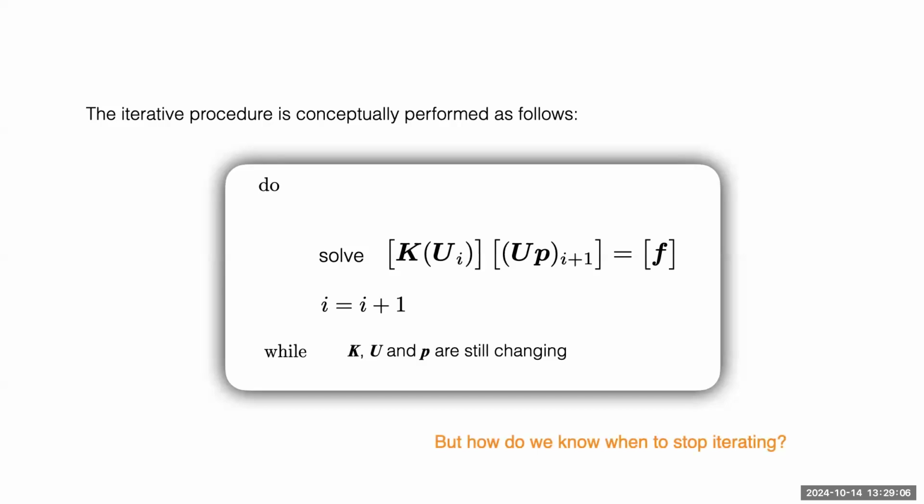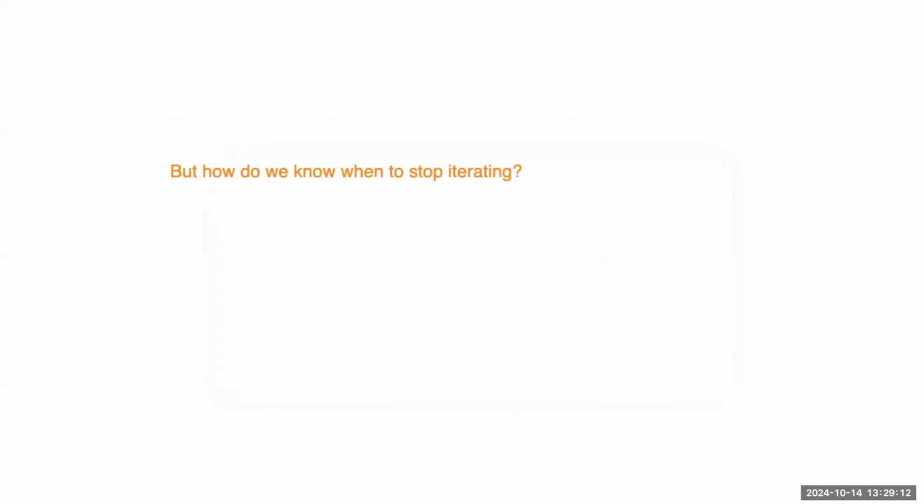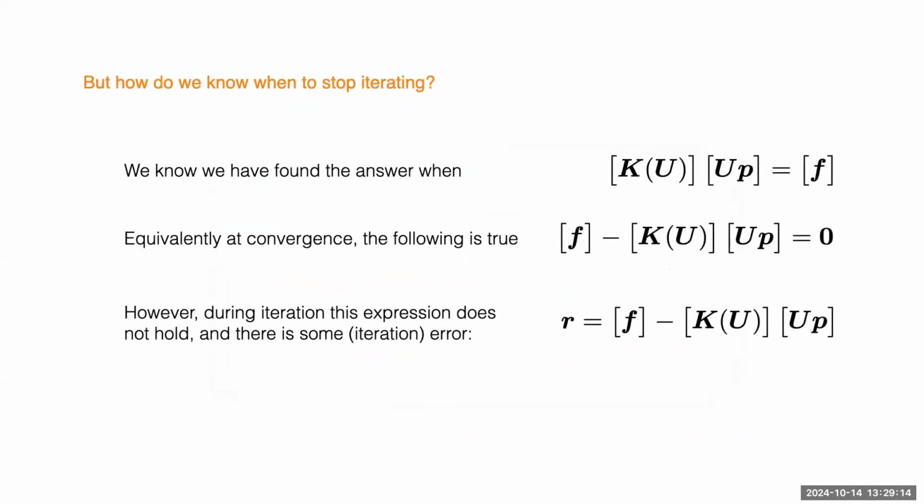But then the question becomes, how do we know when it's converged? How do we know when this system is no longer changing? So we know the answer is converged when, if we take our latest velocity, if we calculate K, multiply it by our latest pressure and velocity here, if it's exactly equal to F, then we know we found the right answer. To put that a different way, if I just move it all to the left-hand side, multiply by -1. So the difference between F and K times the latest pressure and velocity is equal to 0. Then we know we've found the exact answer to this set of simultaneous equations.